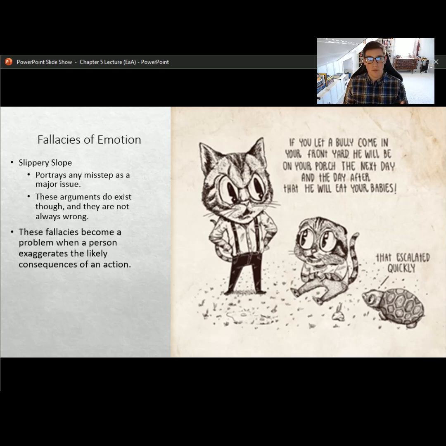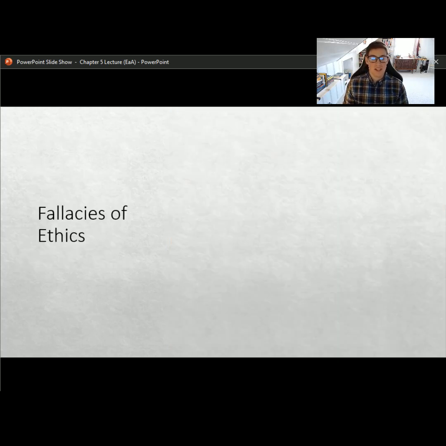So we want to think about logical fallacies in a complex way. We want to think about slippery slope fallacies specifically as becoming a problem when a person exaggerates the likely consequences of an action. So if the consequences of that action are sound, they're well reasoned, they're supported well, that's something we want to pay attention to.